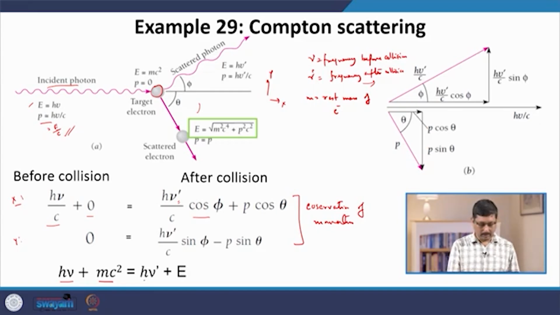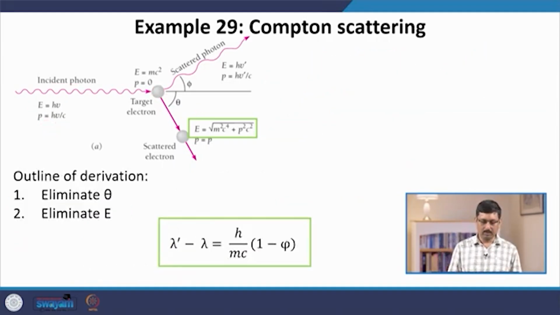And after collision the energy of the photon is h nu prime and the energy of the electron is E. This is the kinetic energy of the electron, but this is no longer p square by 2m, it is given by this relativistic expression. So, conceptually there are a lot of new things in this example. However, in terms of mathematics the rest of the analysis is pretty straightforward and simple. You have these equations and then you have to solve them and calculate.